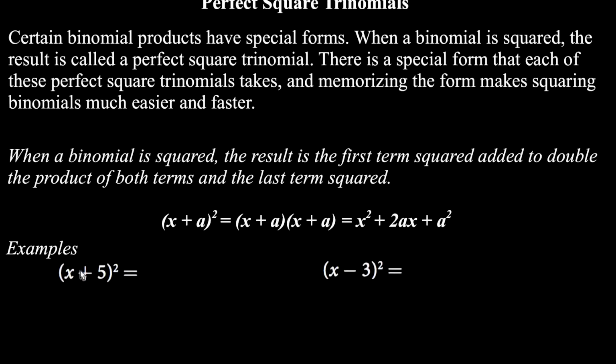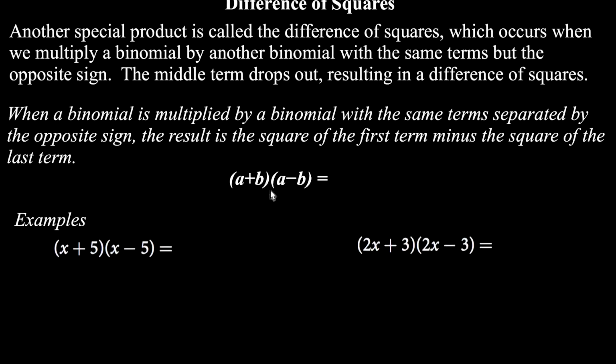So square the first term in our first example gives us x squared. Multiply x and 5 and we get 5x, but then we have to double that, so that gives us 10x, and then square the last term. So you're going to square, multiply, double, and square. And there's your answer. And you can verify that using FOIL if you like. So again, on the second one here, square the first term gives us x squared. Multiply these together with the sign is a minus 3x and double it, minus 6x, and then square the last term gives us a plus 9.